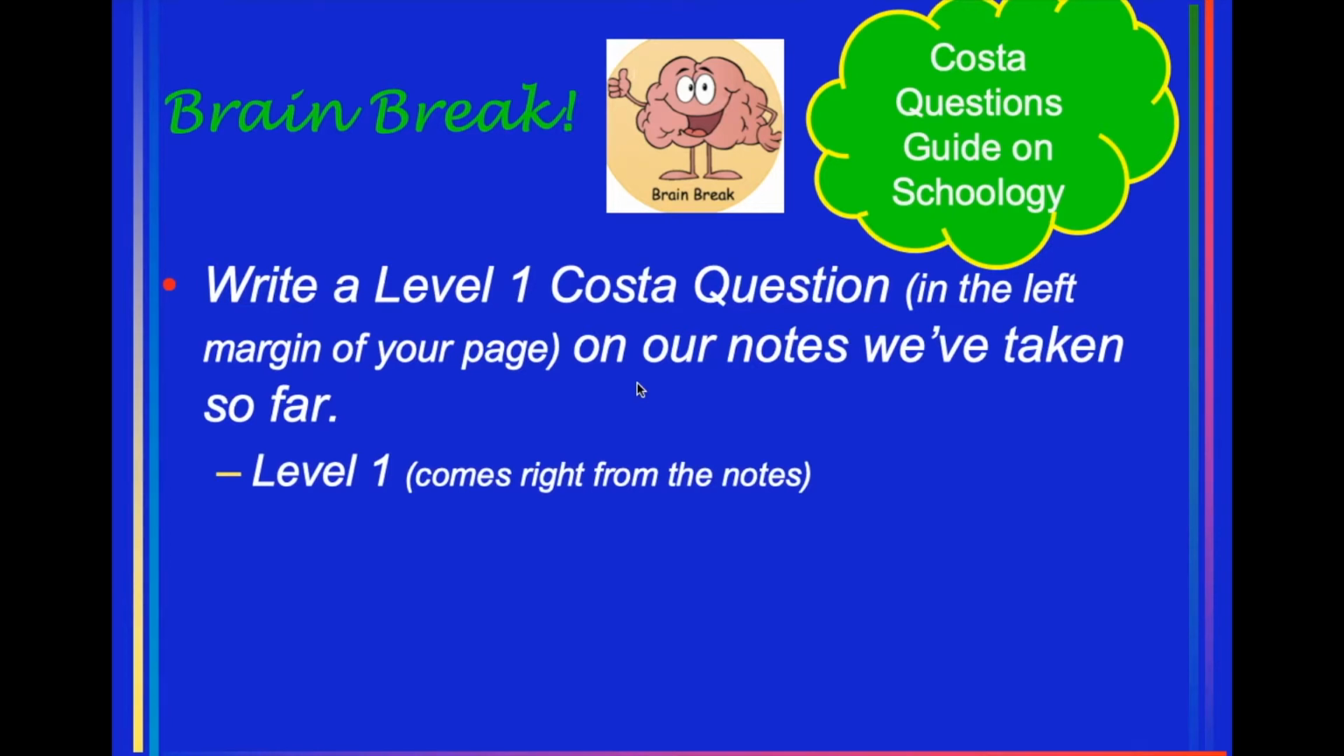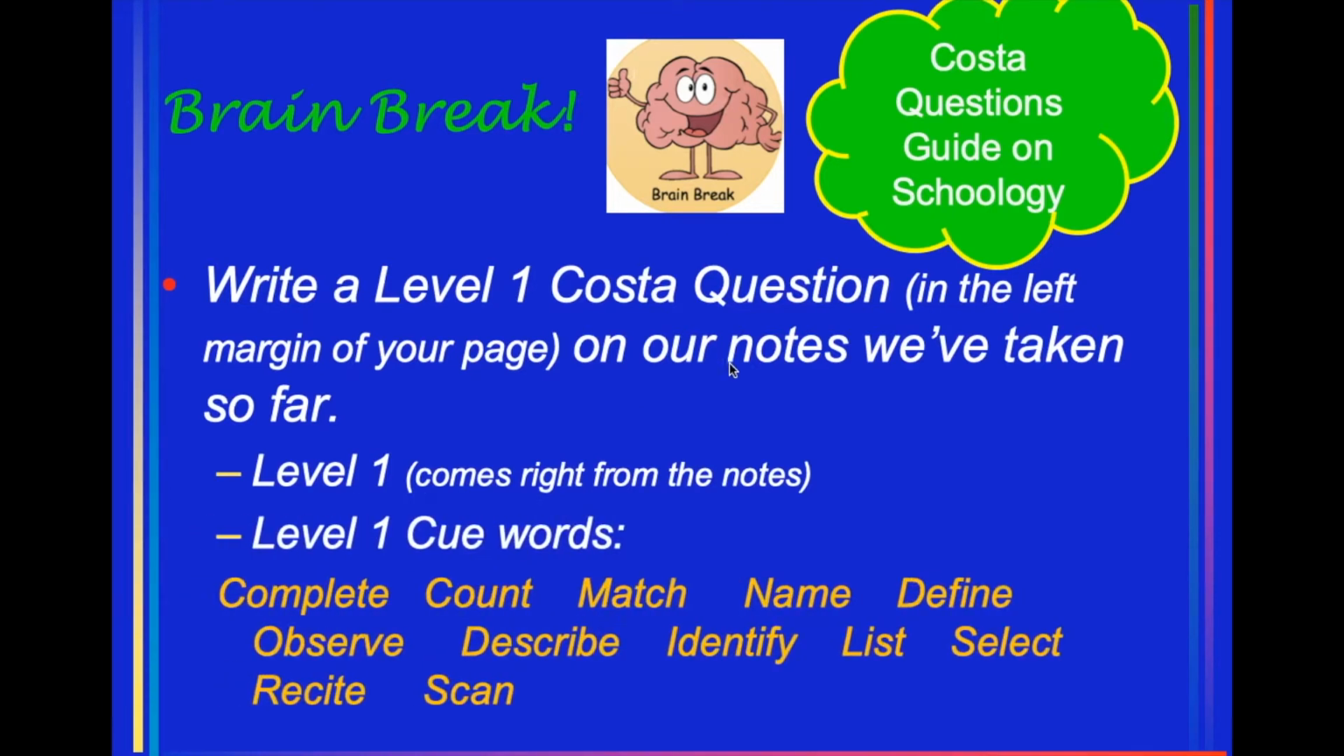A level 1 type of question comes right from the notes. So here's a list of some different keywords. Like you could do a definition, you could do a description, you could complete a sentence. But there's some other really good CASTA question sentence starters on that guide on Schoology. You could either download this in Notability, or if you have access to a printer, you could print it off and put it right in your notebook. That would be a good resource. So take a little break right now, pause the video, write your level 1 question in your notes.